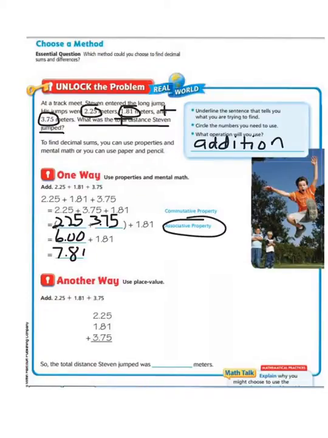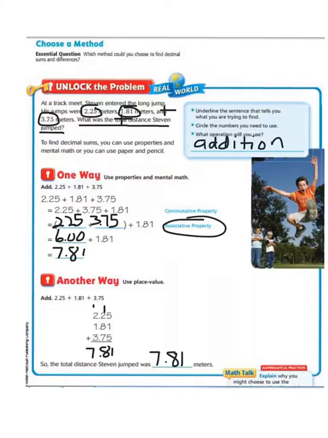And 5 plus 1 is 6, plus 5 is 11. Carry our 1. 8 plus 2 is 10, plus 7 is 17, plus 1 is 18. Carry our 1. Keep our decimals in line because we are adding. 2 plus 1 is 3, plus 1 is 4, plus 3 is 7. So the total distance Stephen jumped was 7 and 8100ths meters.